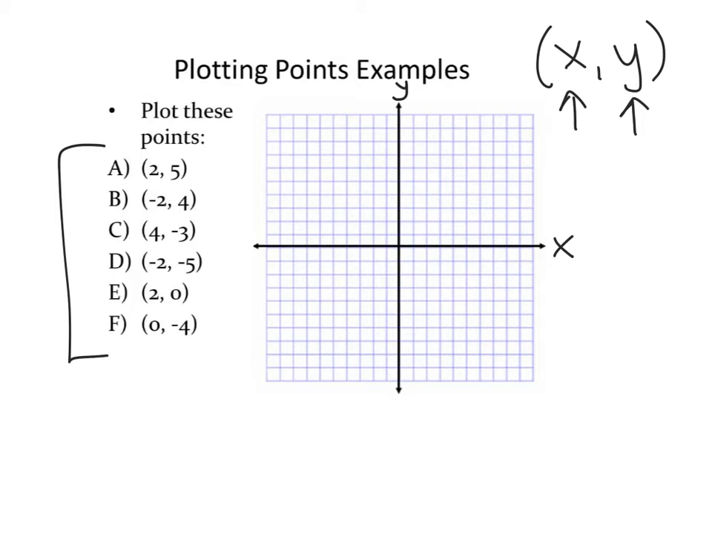So point A asks us to plot (2, 5), which means that our x value is 2 and our y value is 5.